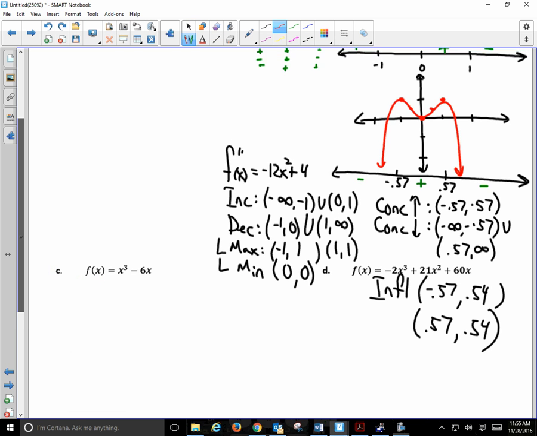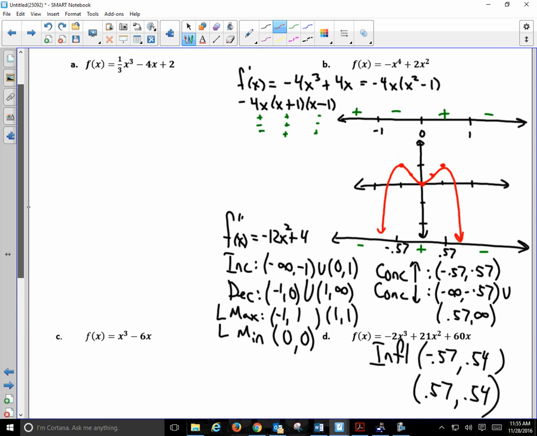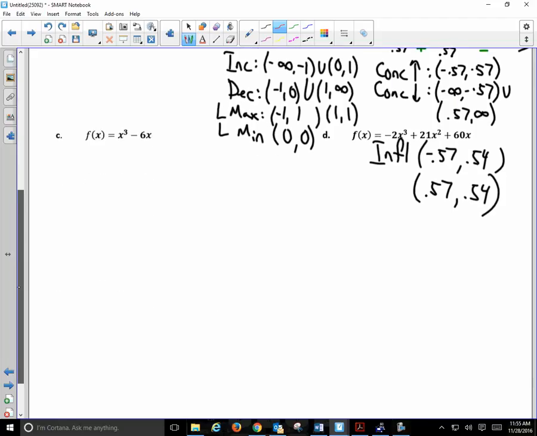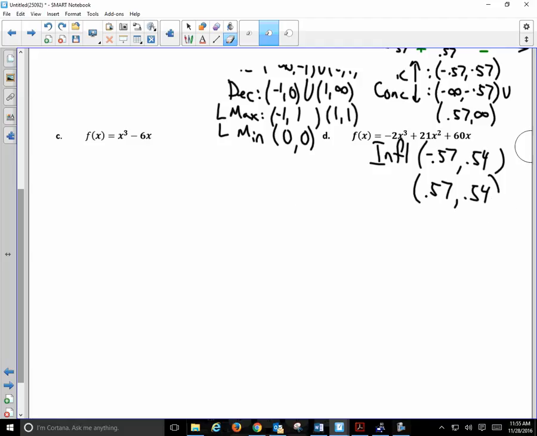Okay, so there's example 2 worked out. So you can see the intervals of increasing, decreasing, local max, local min, inflection, everything. Should be good to go. Let's do letter D. We're going to skip C.